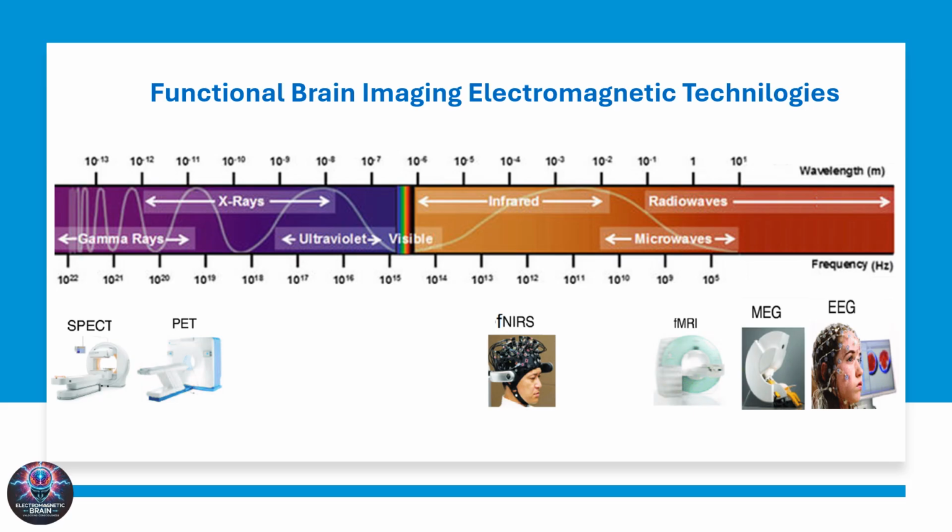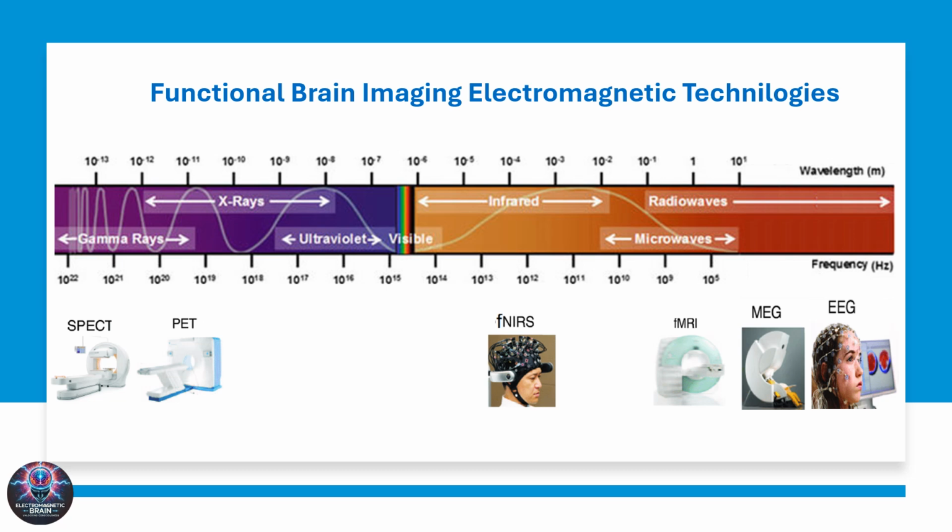In this slide, we see how various brain imaging techniques relate to the electromagnetic spectrum. These techniques utilize different parts of the spectrum to capture brain activity in unique ways. SPECT and PET operate in the gamma ray region, capturing metabolic activity in the brain through radioactive tracers, helping to diagnose stroke and Alzheimer's. fNIRS uses infrared light to measure blood oxygenation changes in the brain, offering a portable way to monitor brain function during real-world activities.